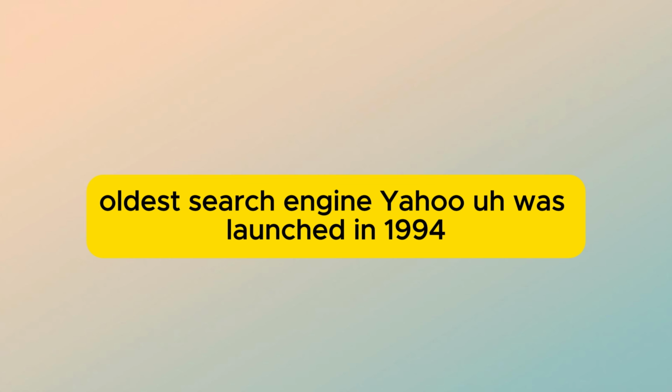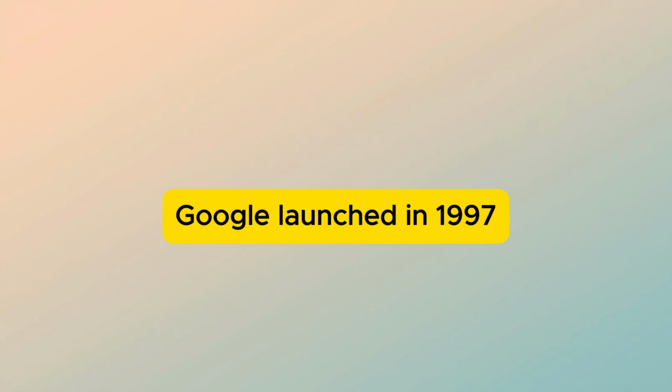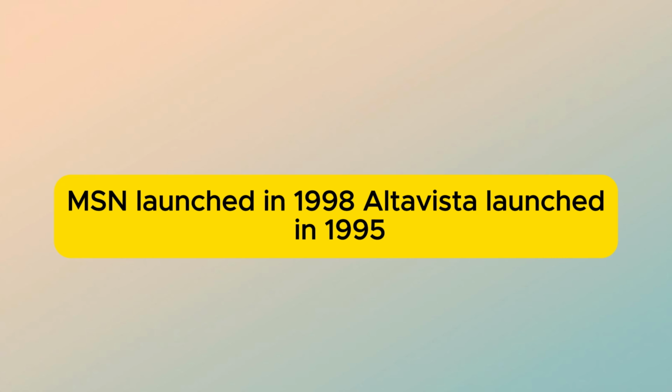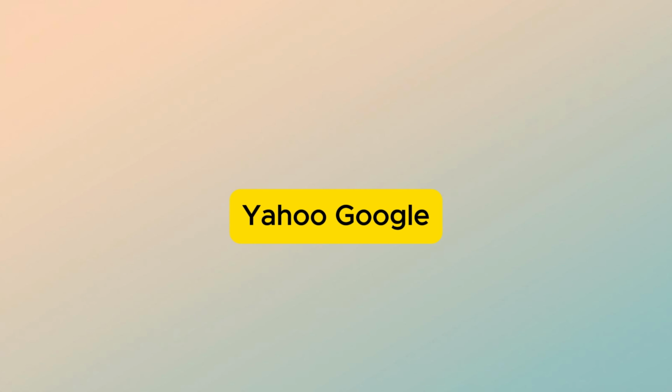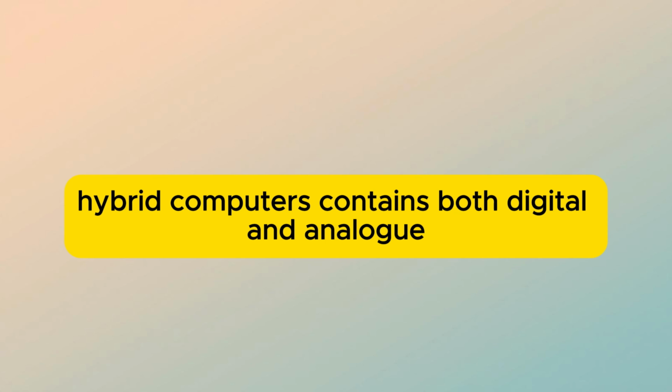The oldest search engines: Yahoo was launched in 1994, Google in 1997, MSN in 1998, and Alta Vista in 1995. These were all among the oldest search engines: Yahoo, Google, MSN, Alta Vista. Hybrid computers contain both digital and analog.